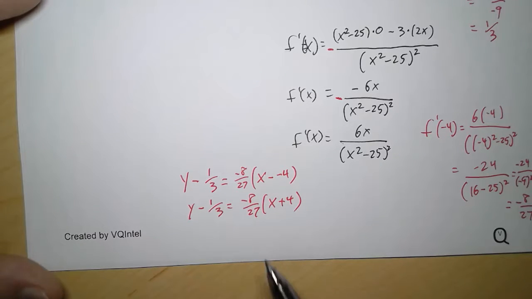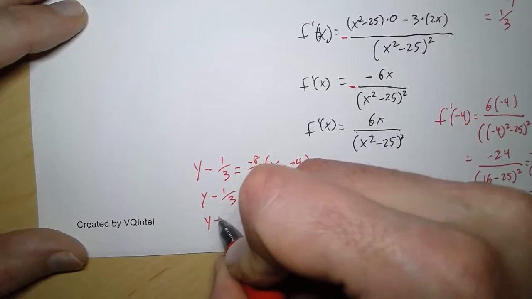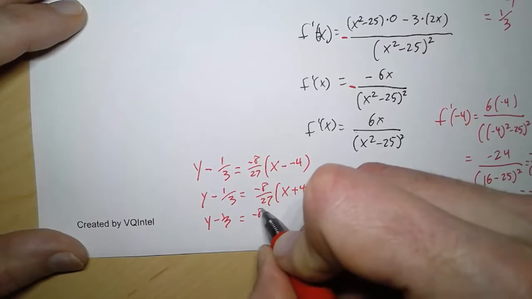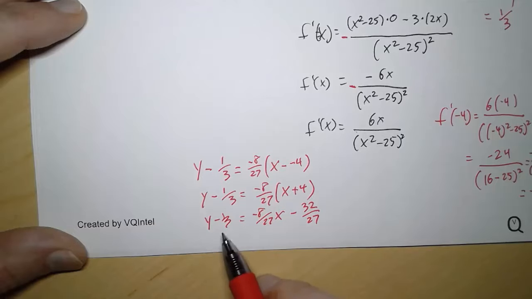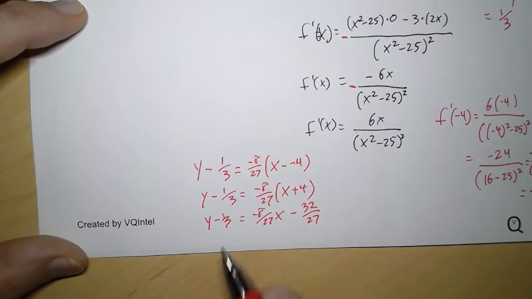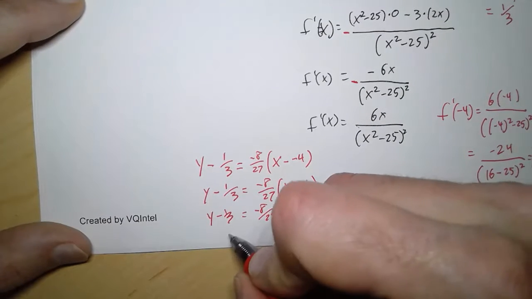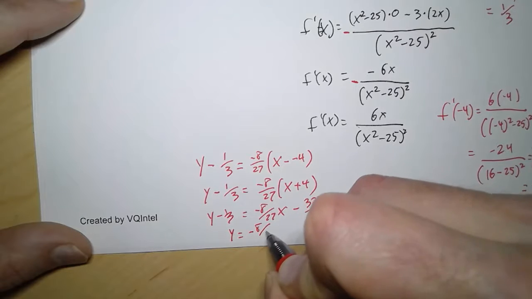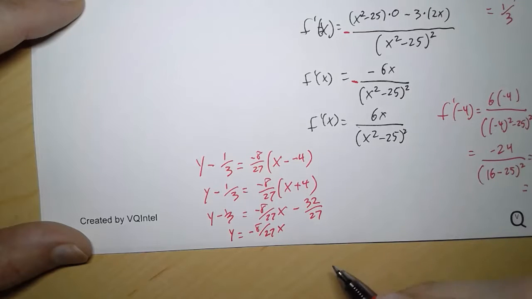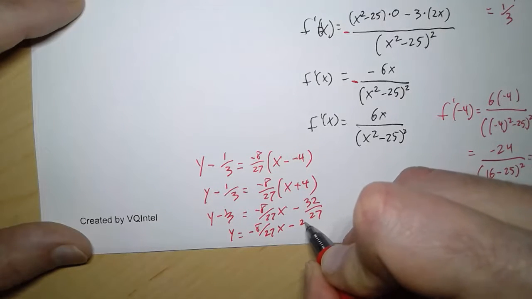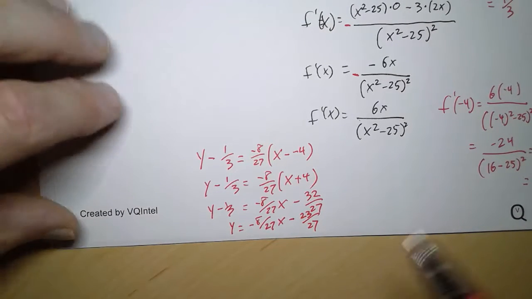To write this in slope-intercept form, we'll multiply in the negative 8 over 27. So y minus 1/3 equals negative 8 over 27 x minus 32 over 27. And then we'll add the 1/3. When we add 1/3, instead of adding it as 1 over 3, we can add it as 9 over 27, which is the same thing. So we have negative 8 over 27 x. And then when we add 9 to that, that should be minus 23 over 27. And that's our y-intercept, negative 23 over 27.